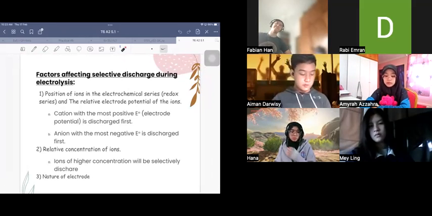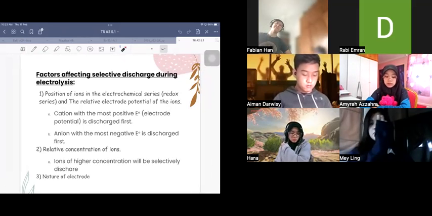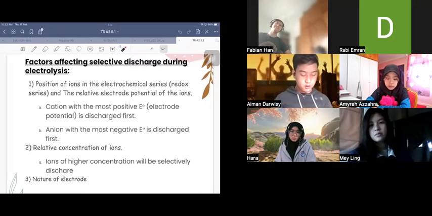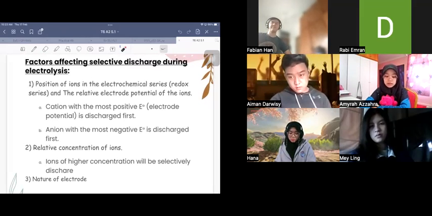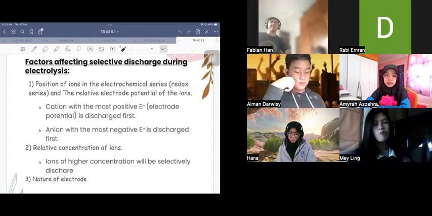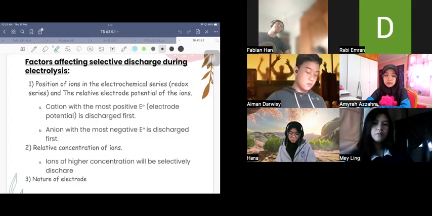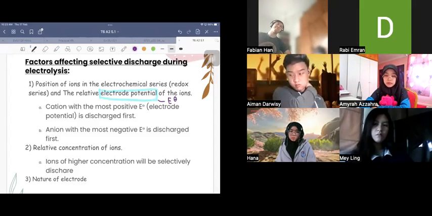Okay, right. So this is now on page 2 of your notes. The factors affecting selective discharge during electrolysis. The first one is the position of ions in the electrochemical series. This is the one I believe that you had to memorize last year, the reactivity series. But in A level, we're going to look at what we call the electrode potential value. This electrode potential value is labeled, or the symbol is what we call E note.